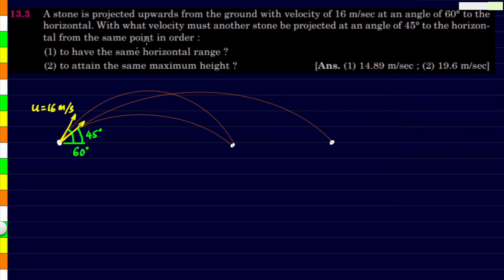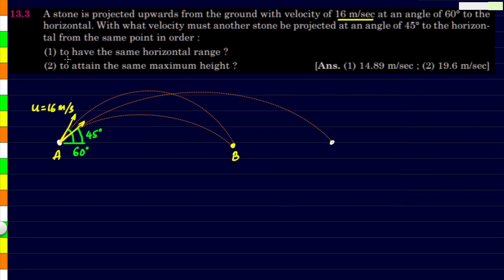Initially we have been told that we have a body A which is moving with an initial velocity of 16 meters per second at an angle of 60 degrees, right? And it's going to reach some target at this point. Let's call it B. So from A it's reaching a point B.